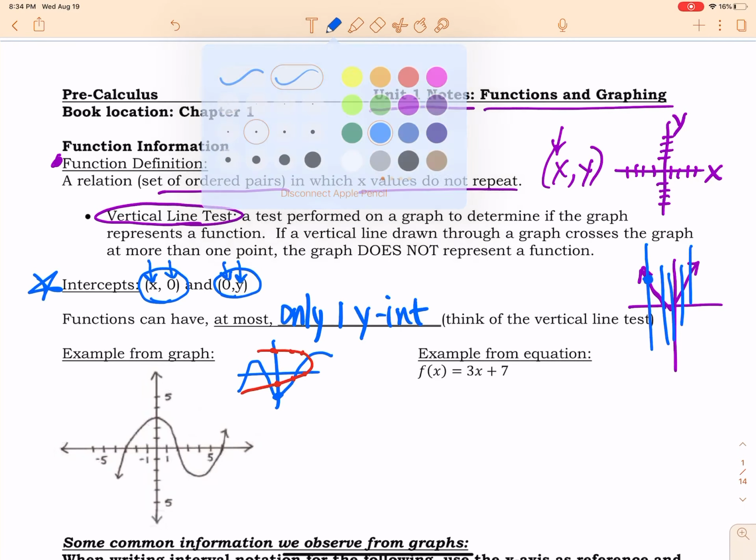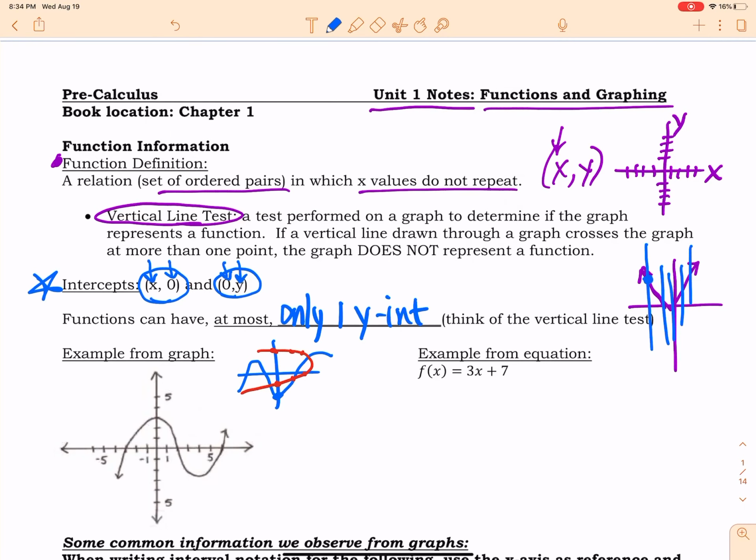Okay, so what else do we need to look at here? Let's do some practice with some intercepts. I have a graph right here, so an example from a graph. I want you to notice where all the intercepts are. We've got one right here, right here, right here, and right here.